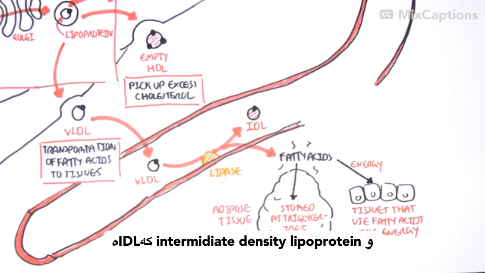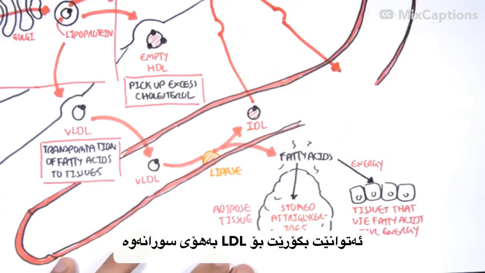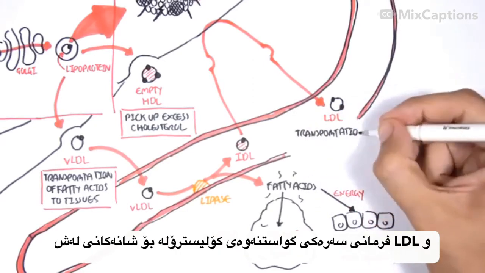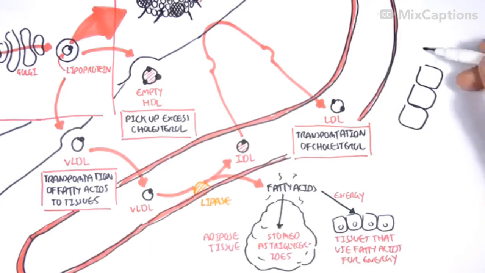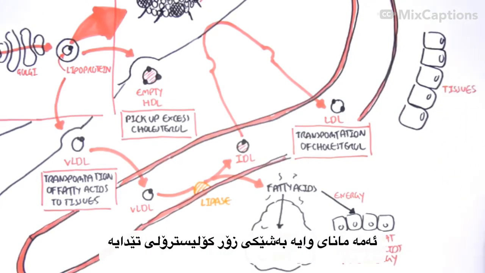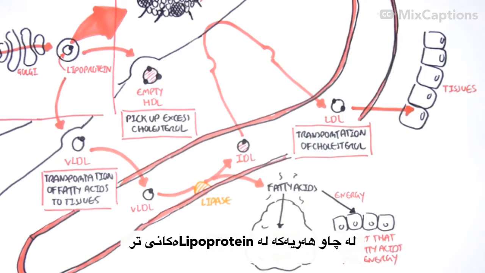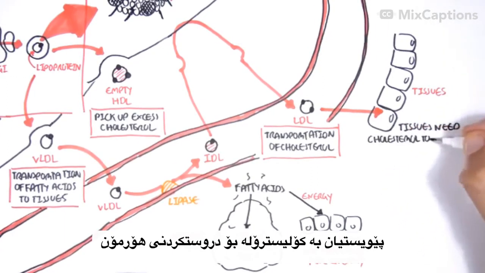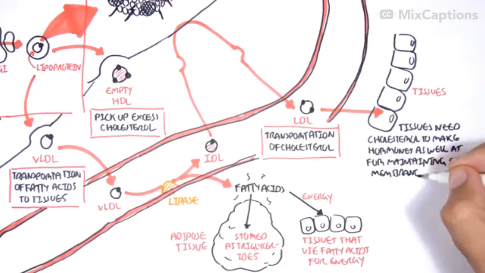The intermediate density lipoprotein, the IDL, can be converted through circulation to become LDL. LDL's main function is to transport cholesterol to body tissues. This means that it contains a lot more cholesterol than any other lipoproteins. So here are some tissues. Tissues or cells need cholesterol to make hormones, as well as maintain cell membrane integrity.